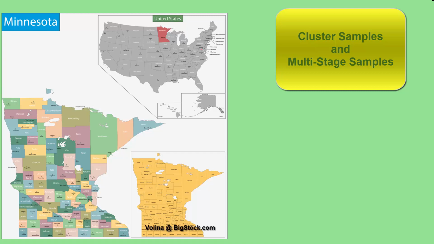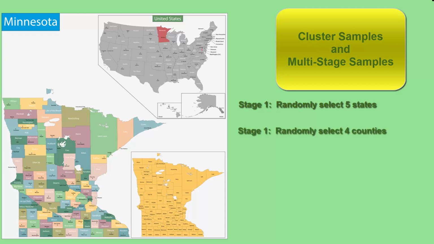You would start out with 50 potential states that you could travel to, but only 5 of them would be randomly selected from the 50. Let's suppose Minnesota was one of those 5 states. After that, they would look at all the counties within each of those states and randomly select 4 of those counties. And then they would go into those counties to get their data.